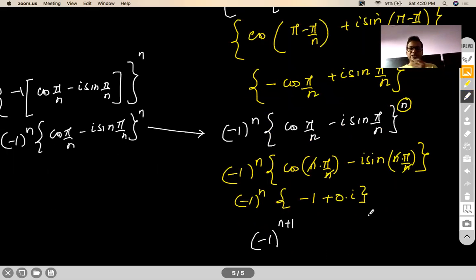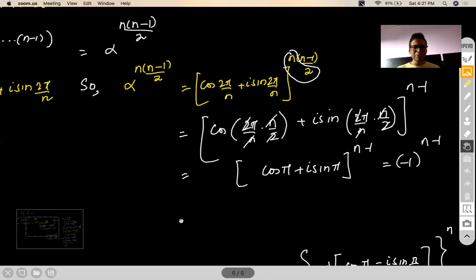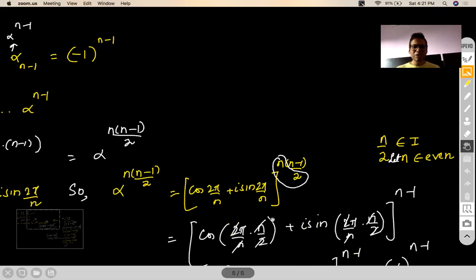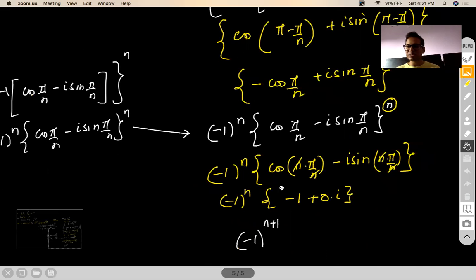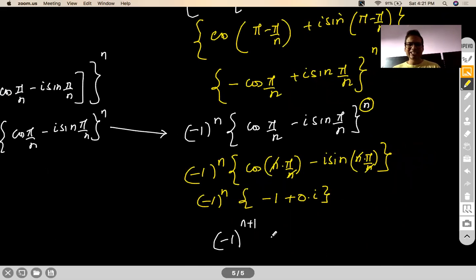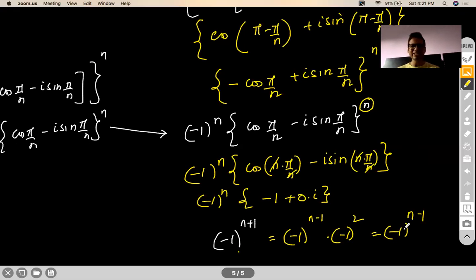Now people will say, sir, we wanted to prove it is minus 1 to the power n minus 1. Right? This is what you wanted to prove. No. You got minus 1 to the power n plus 1. That means we're not getting the result. No, don't worry. This is nothing but minus 1 to the power n minus 1 into minus 1 square. Minus 1 square is 1 only. So it is same as this. So there is no difference between these two. Okay. So hence proof.